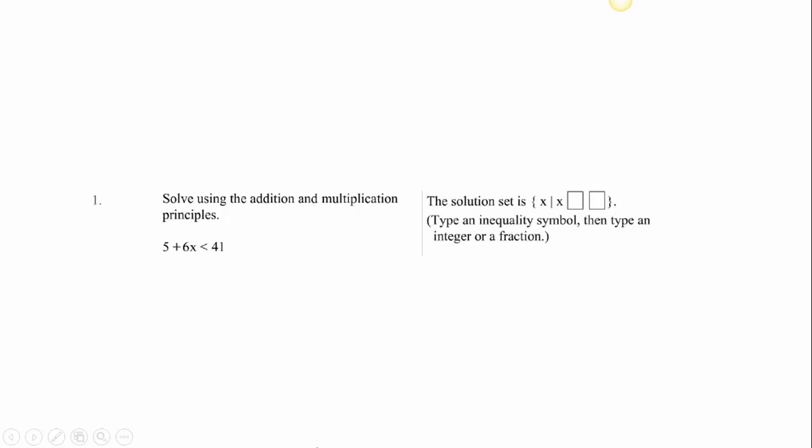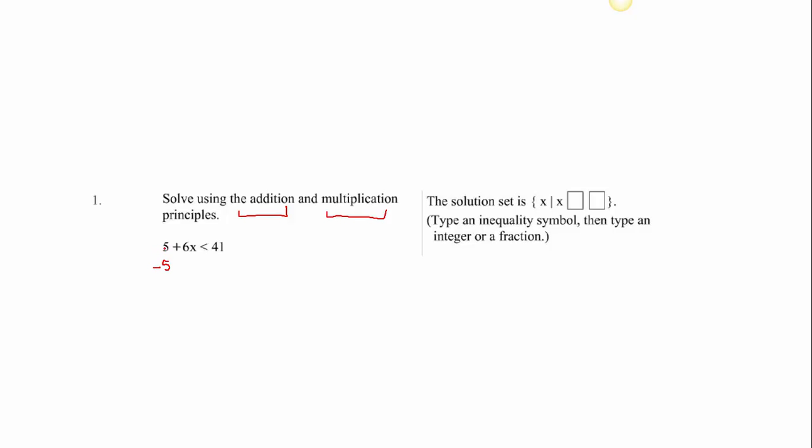Alright, let's start to solve this linear inequality. Here we are given 5 plus 6x is less than 41. So we're going to use the addition principle and the multiplication principle. Let's start by using the addition principle, which means we're going to add the same number to both sides of the inequality. I'm going to choose negative 5.